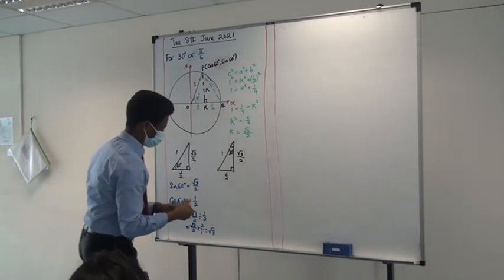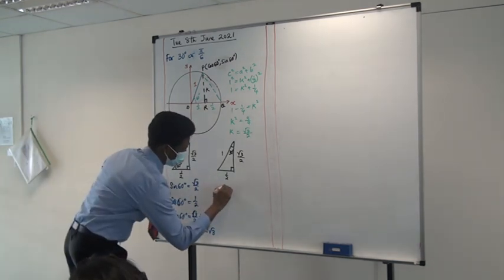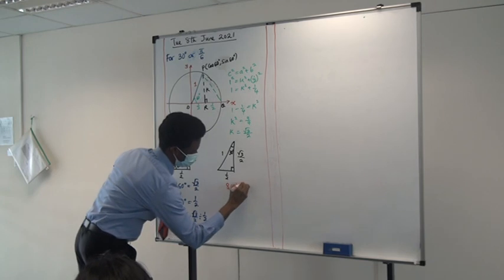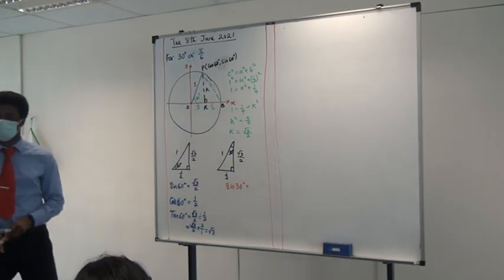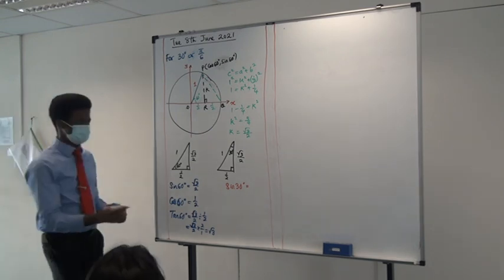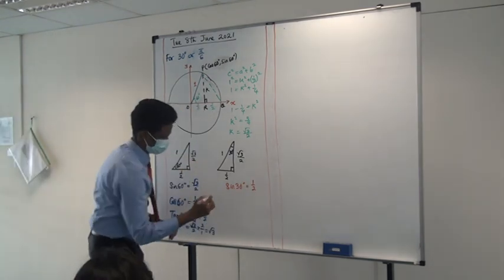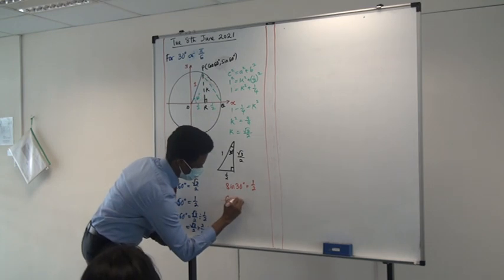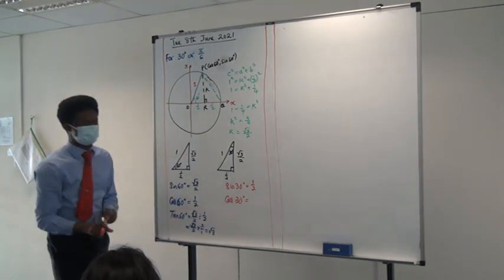On the second side, we do sine 30. What is the opposite in this case? 1 over 2. And the hypotenuse? So we still get what? Cos 60, cos 30, I mean. What is the adjacent in this case?